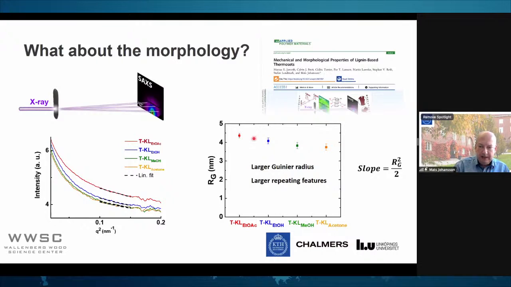And we could see that we had different sizes depending on what lignin we started with for the different thermosets. So we have fluctuations in density within the structure, and we get the more homogeneous material here with this high Guinier radius. So this is basically a measurement of a repeating size feature on the nanometer scale.